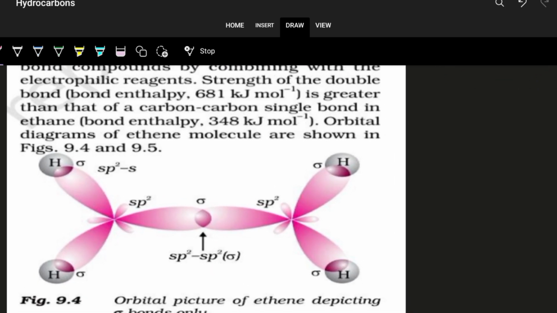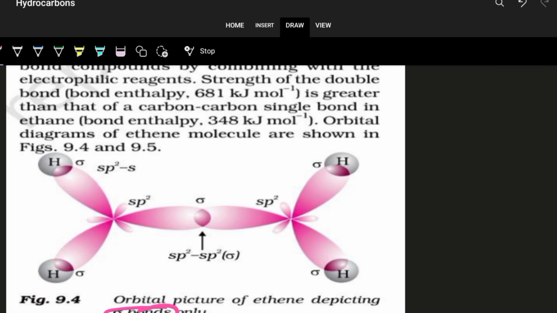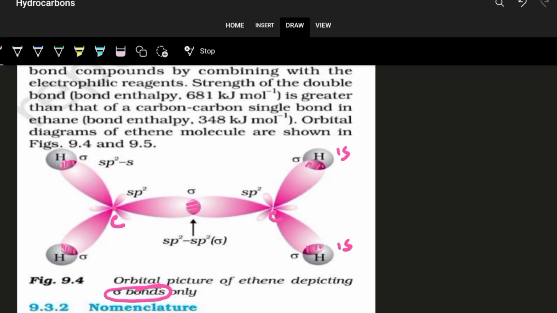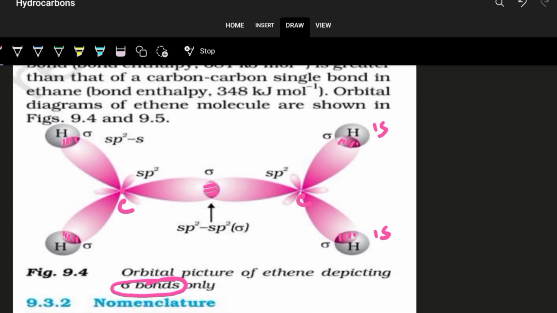So this is the overlap. This is the orbital picture showing the sigma bonds only. So the carbon atom in CH2 double bonded CH2 is sp2 hybridized and it is having 3 sigma bonds. So it is forming this sp2-s sigma bond, because the 1s orbital of hydrogen is overlapping head-on with the sp2 hybrid orbital of the carbon in ethene. So this is the sigma bond.